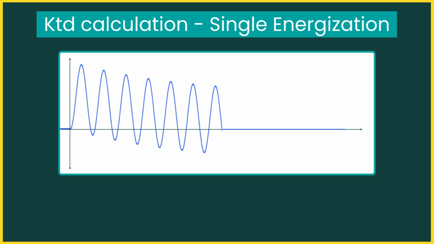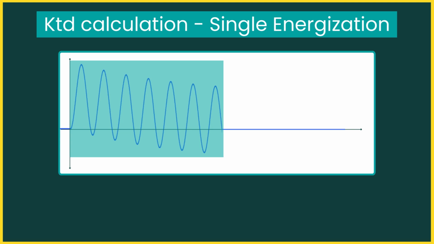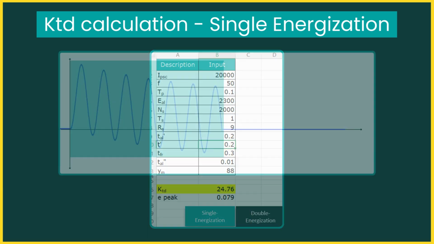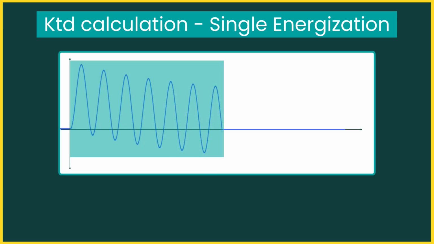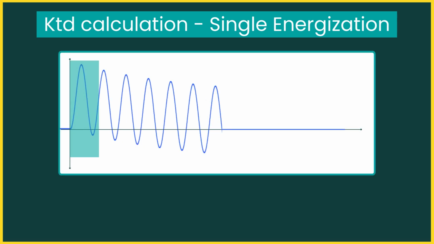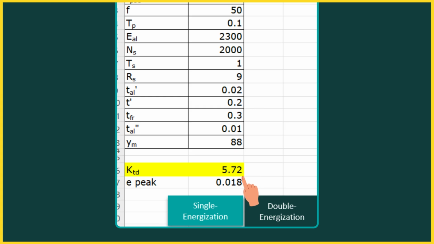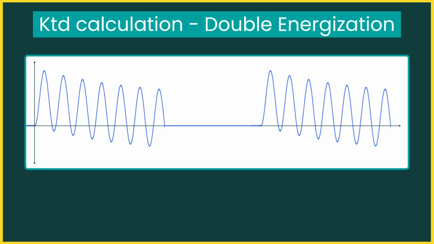If we want the CT to remain saturation-free for the entire fault duration, the required Ktd might be around 25. But if we only need the CT to stay saturation-free for 20 milliseconds, the required Ktd drops significantly, perhaps to 6 or even less. This helps us design a practical CT that still meets the relay's operating requirements. Now let's consider a double-energization duty cycle. Here also, we may have two cases.